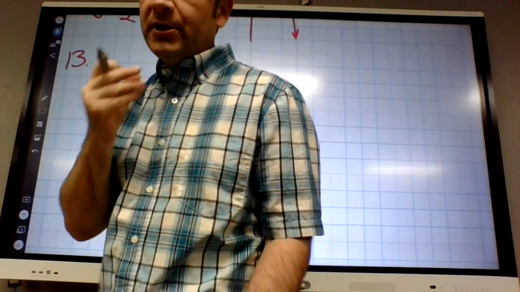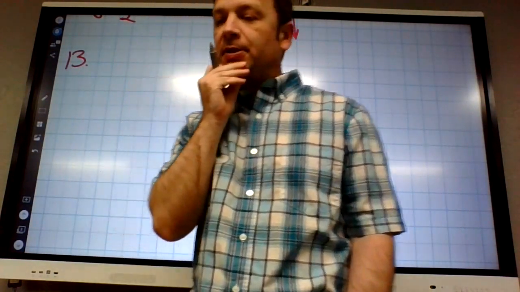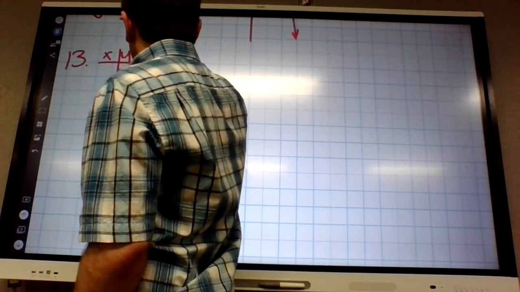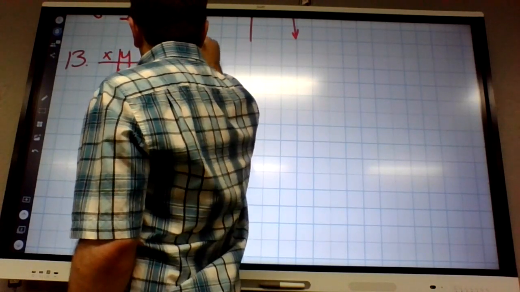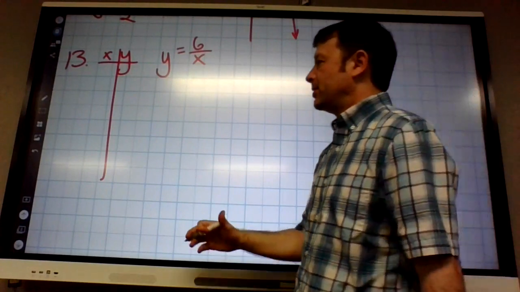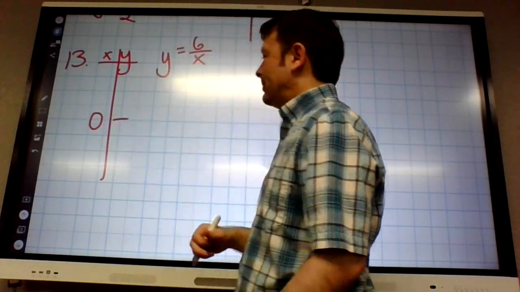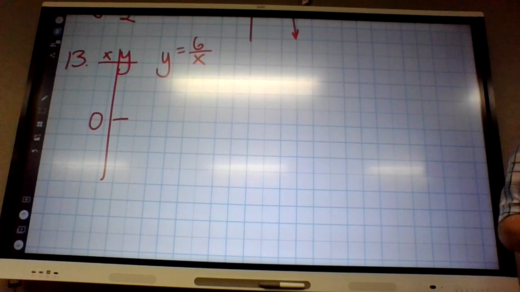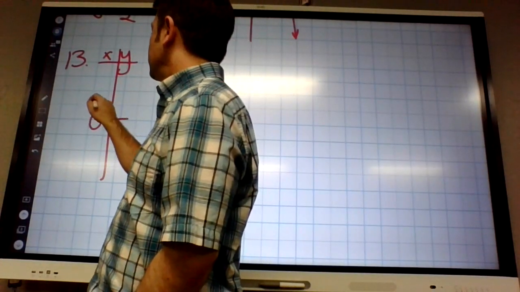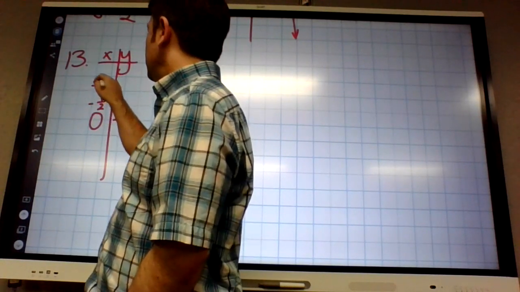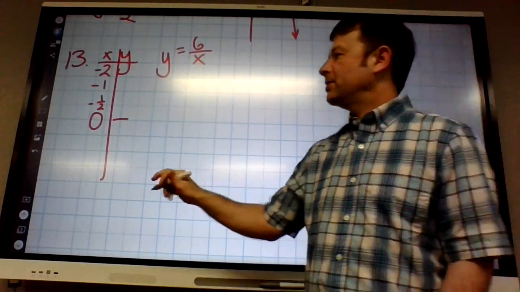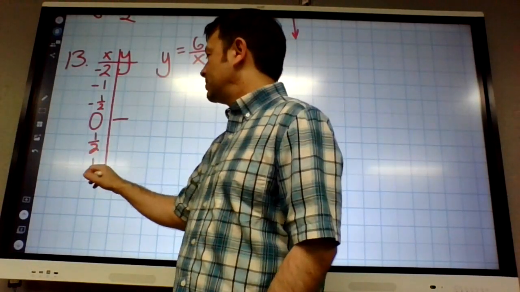Number 13. Where is the middle of the graph going to be on 13? Yep, because 0 is what makes the denominator 0. That's going to be like our vertical asymptote. So if nothing is happening at 0, what other x values do you think I'm going to plug in? -1. Got the half. And the positive version of those.